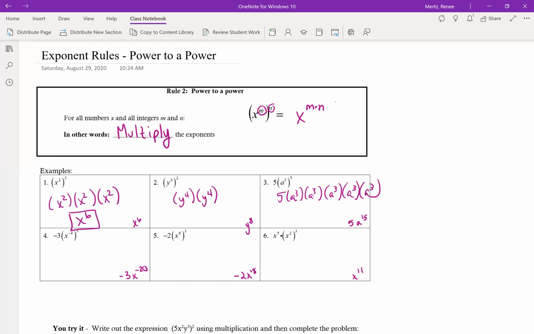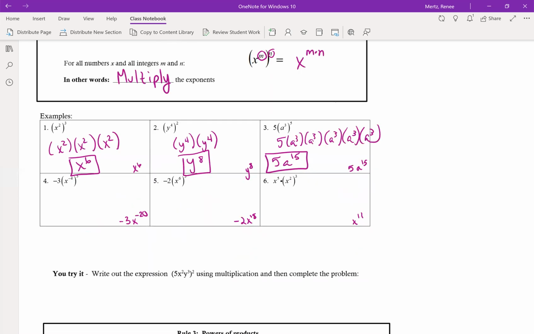So 4 plus 4 is y to the 8th. Here I have 1, 5, and I have 15 a's. I added them together. On this one, I have a -3, and then I have 5 sets of x to the -4. So one rule is to multiply the powers, the other is just to expand them.